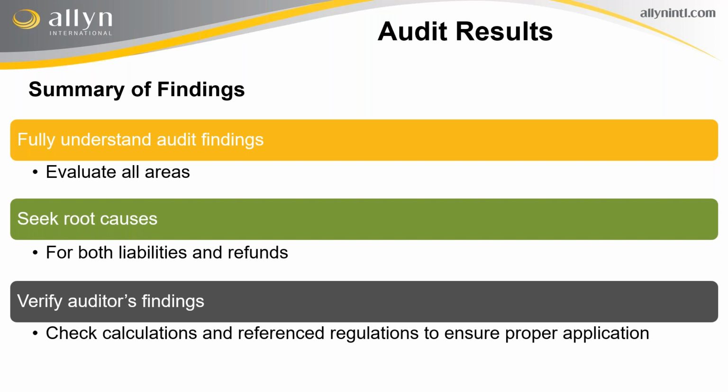It's really important that you're sure to fully understand all of the audit findings. If there are any questions, ask the auditor. Determine the root cause that led to the tax errors that either resulted in an overpayment or an underpayment. And also verify the auditor's findings, especially the calculations and the tax rates. The auditor can make mistakes. We've seen this happen time and again, so double check the work of the auditor. Also check the reference regulations and statutes to ensure that all were correctly applied to your situation in your state.